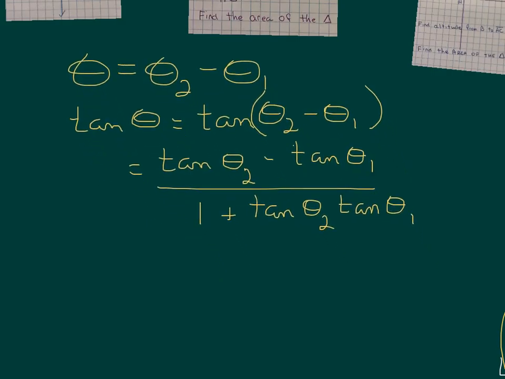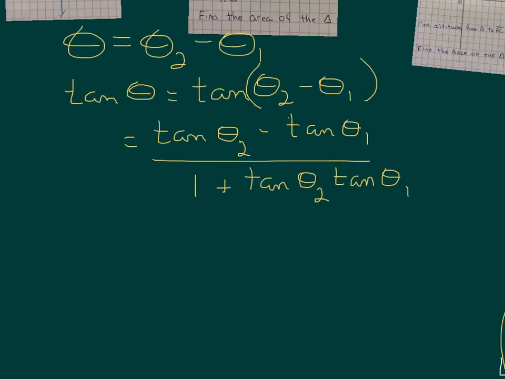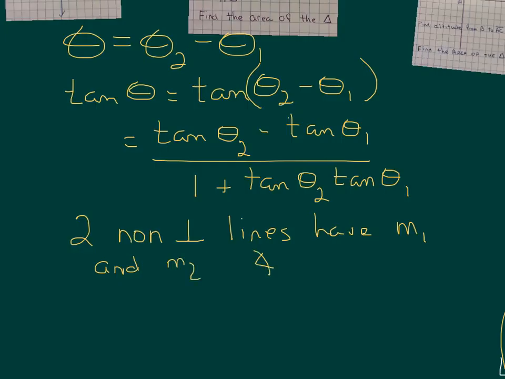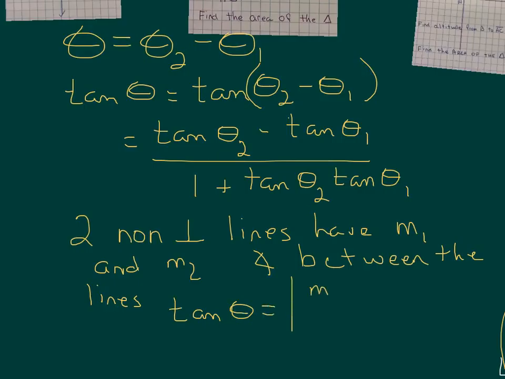If that's true, we can take that and make it a little bit simpler to work with. If we have two non-perpendicular lines that have slope m1 and slope m2, then we can find the angle between the lines by saying that the tangent of theta is equal to the absolute value of m2 minus m1 over 1 plus m2 times m1.